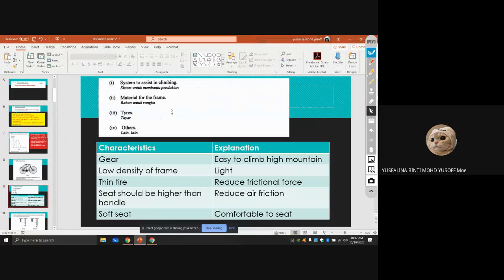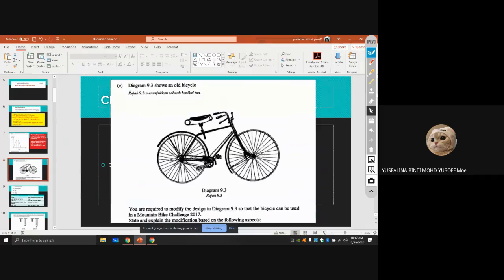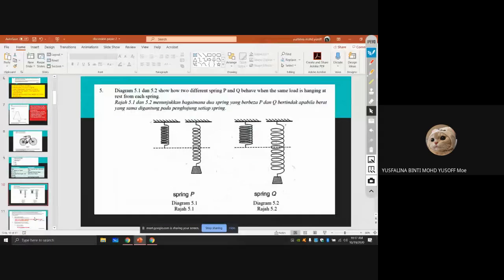Alright. So this is the answer for this question. Okay, so we move on to the next one, right? Diagram 5.1 and 5.2 shows how two different springs P and Q behave when the same load is hanging at rest from each spring. So this is spring P and this is spring Q. You can see the difference here is actually the diameter of the spring. So this one is much smaller than this one.